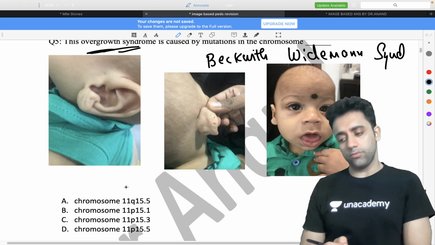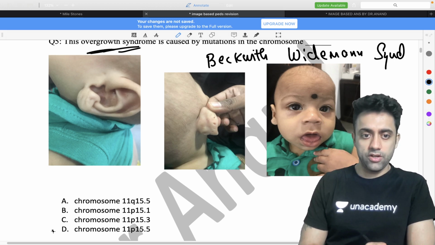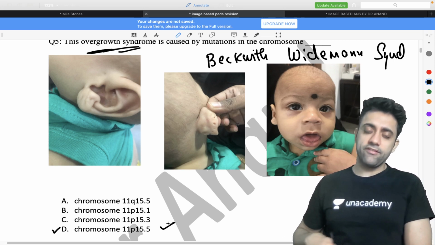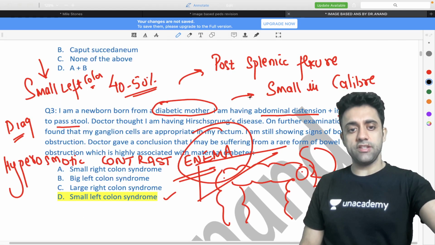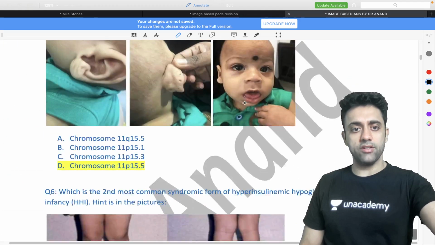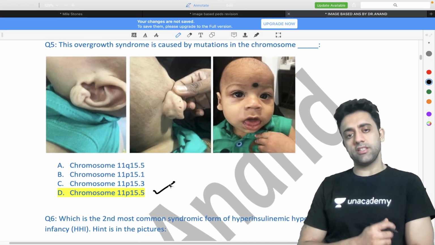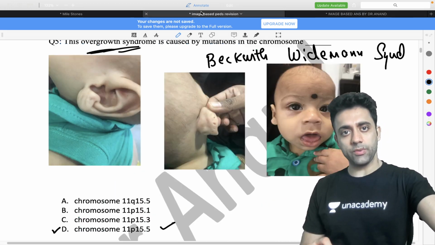So which chromosome? Now this is a good question. Question number 5. The best answer is D, chromosome 11p15.5. You have to learn this: in Beckwith-Wiedemann syndrome, the mutation is in chromosome 11p15.5. This is our best answer for question number 5. Okay, next, question number 6.